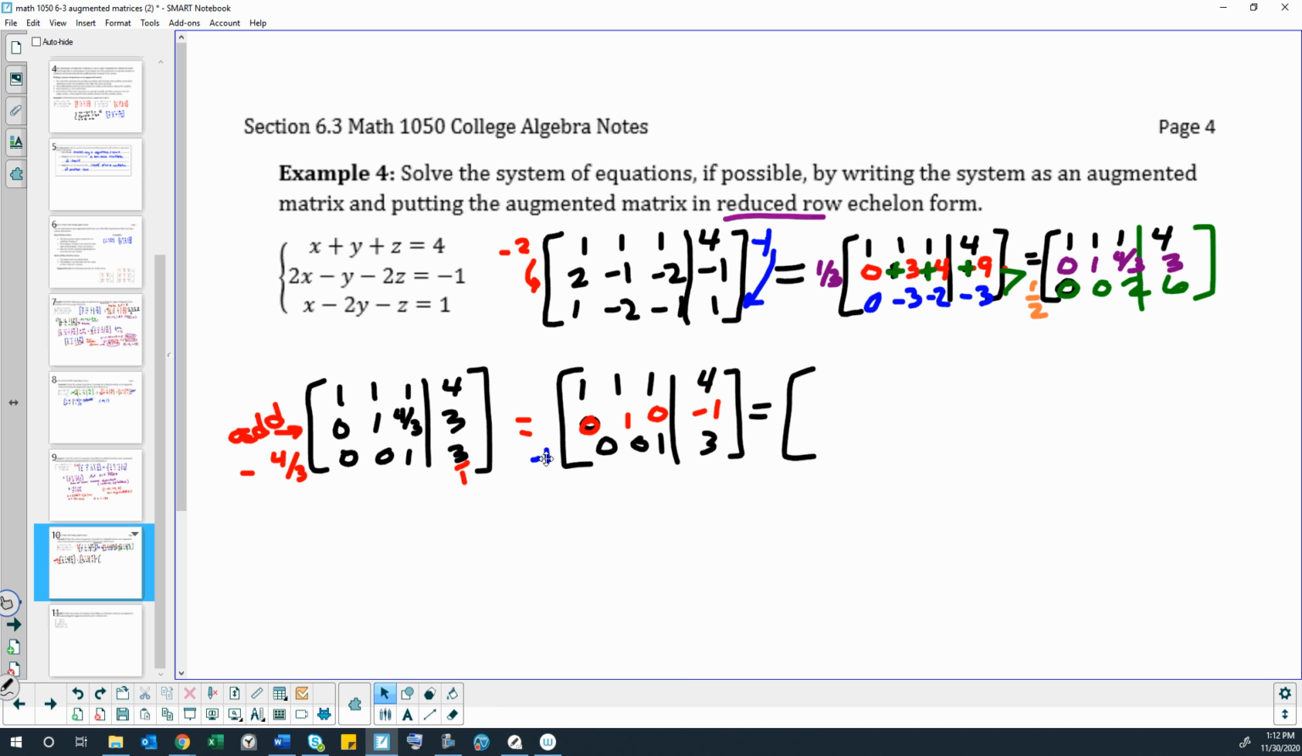So I'm switching up. So I'm actually going to do this negative 1 times here, add to that to get that 0 here. Okay, so negative 1 times 0 is 0 plus 1 is 1. Negative 1 times 1 is negative 1 plus 1 is 0. Negative 1 times 0 is 0 plus 1 is 1. Negative 1 times negative 1 is 1 plus 4 is 5.